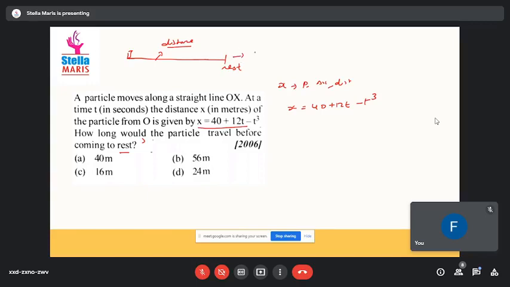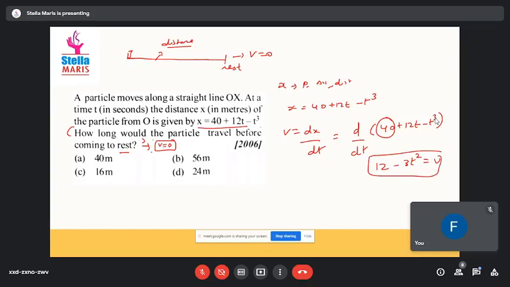At rest, what happens, ma? Velocity will be 0, sir. Very good. So that is what they have given here. The condition they have given indirectly is velocity is equal to 0. So now you have to find out velocity. Velocity is nothing but dx by dt. So d by dt of x, that is 40 plus 12t minus t cube. This becomes 0. 12 minus 3t squared, sir. 12 minus 3t squared, very good, is equal to velocity. And velocity is 0 according to this condition. So when velocity is equal to 0, 12 minus 3t squared is equal to 0.